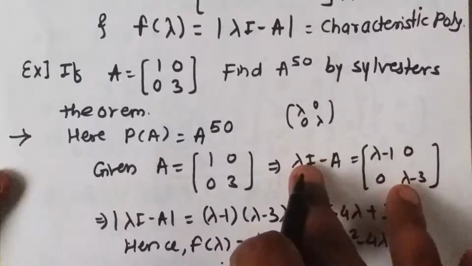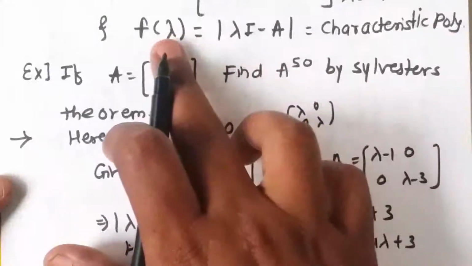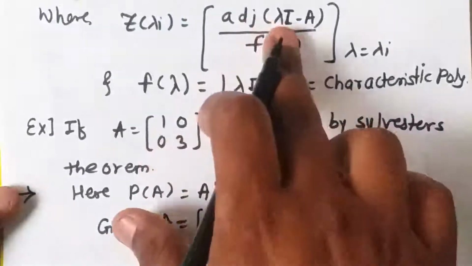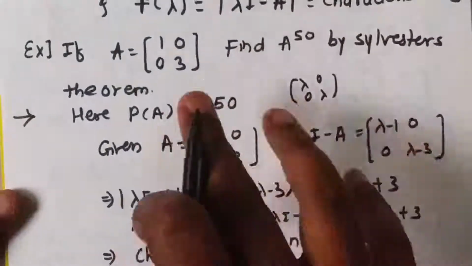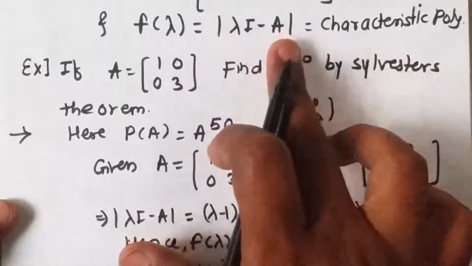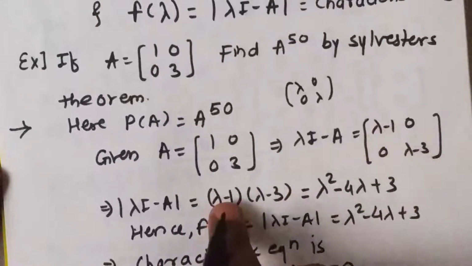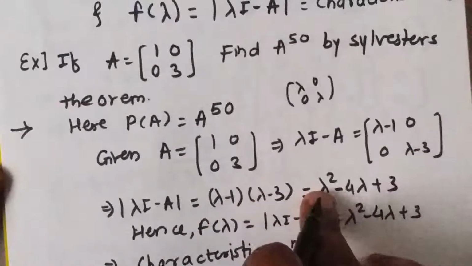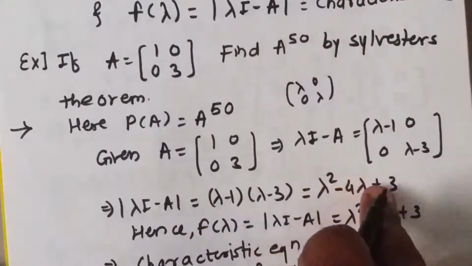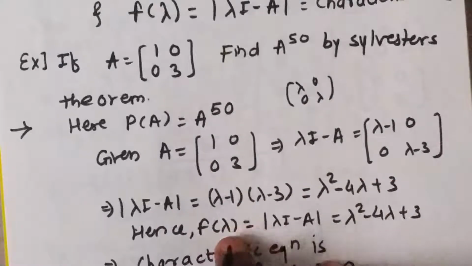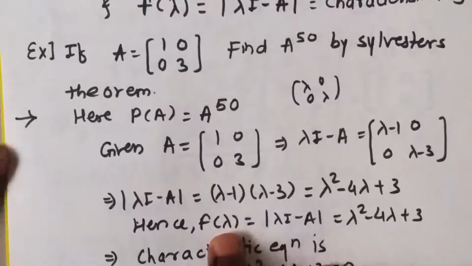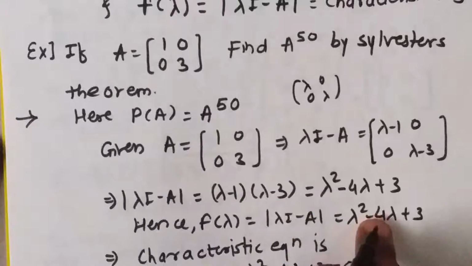Now why have we calculated this matrix? Because we are going to find from this f of lambda and adjoint of lambda I minus A. For calculating f of lambda, we need to calculate the determinant of this matrix. The determinant of lambda I minus A is very easy. That is lambda minus 1 into lambda minus 3, which is equal to lambda square minus 4 lambda plus 3. And this value is nothing but f of lambda. So we have f of lambda with us.